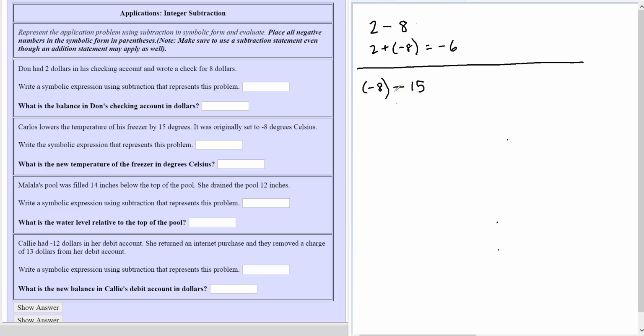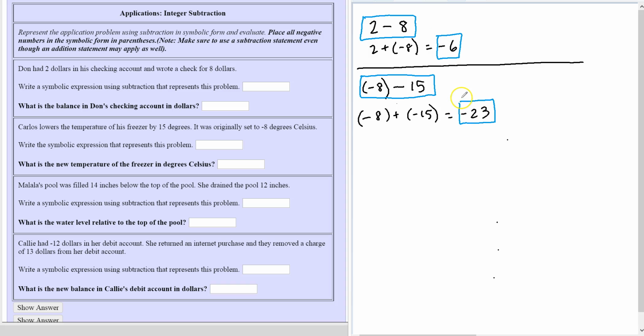And then to compute our answer, so your answer would go in this spot. This is the same as negative 8 plus negative 15, which is negative 23 degrees. Okay. So notice, let's put these in different colors. This piece is your answer for the first part, and the final number is your answer for the second part. Let's look at the third one.